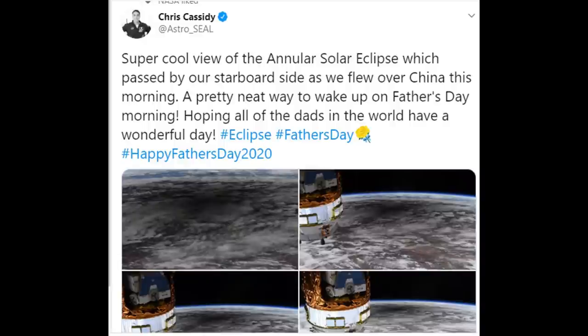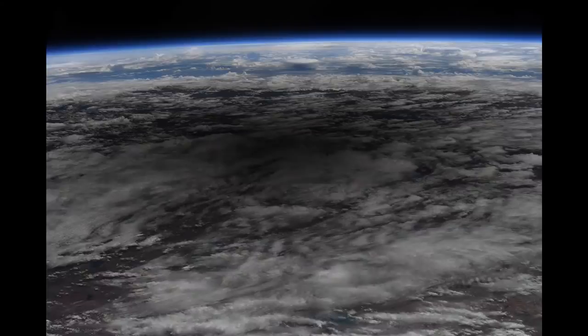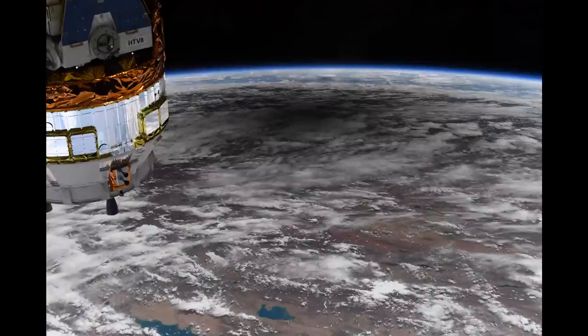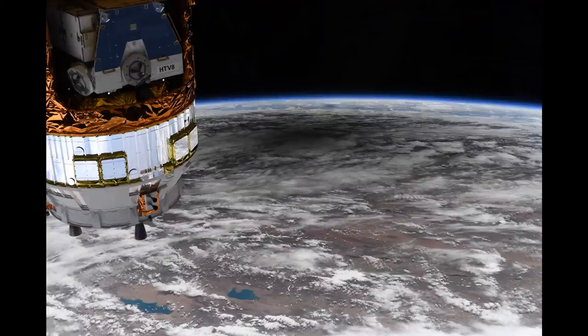And finally, for my final kill shot, here is a solar eclipse from the ISS. Oh boy, well, that has been a massive effort.